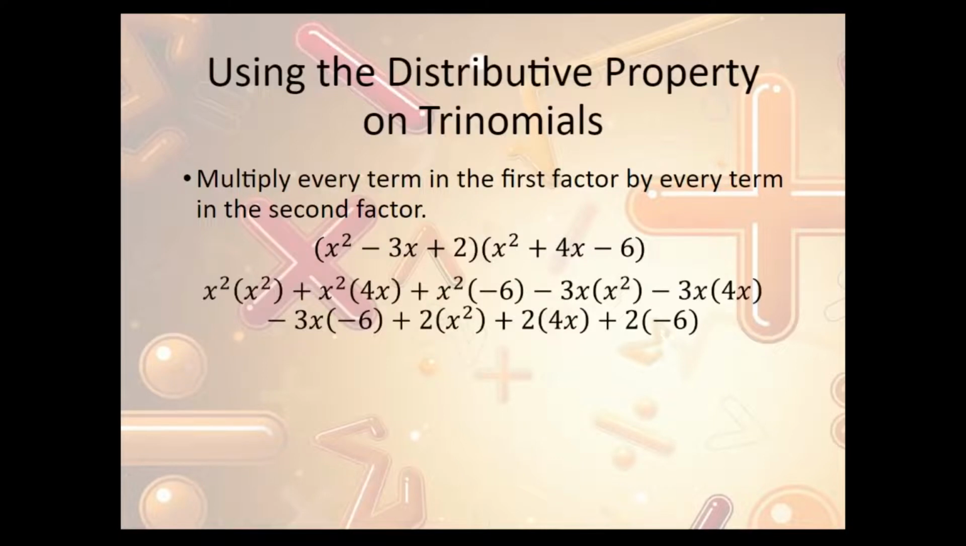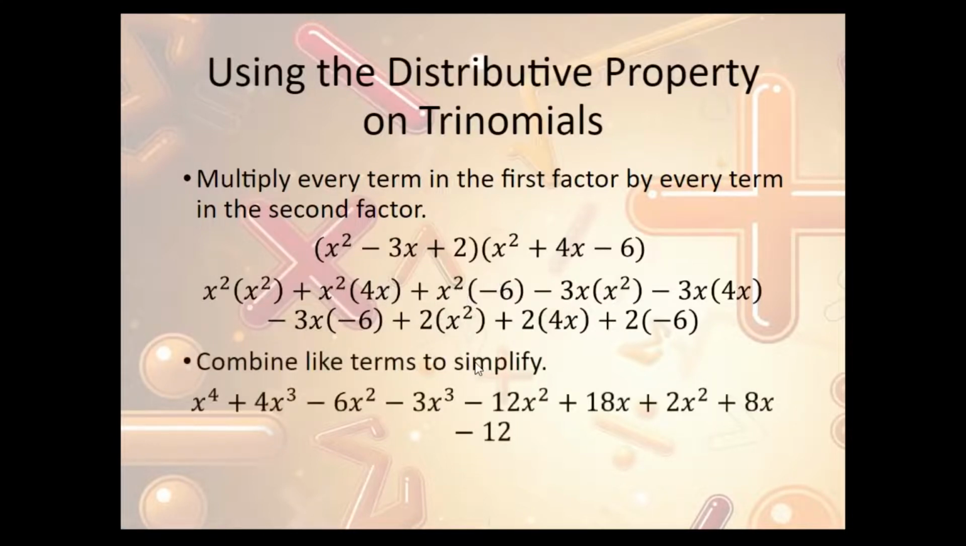be so bad. So we get x squared times x squared is x to the 4th. We get x squared times 4x is 4x cubed. X squared times negative 6 is negative 6x squared, and so on. And we end up with this. Now we just combine like terms.